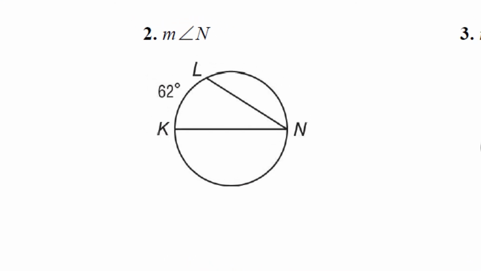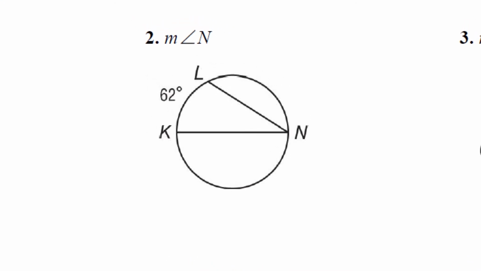Okay, number 2. All right, the arc LK is 62 degrees, and we're looking for angle N. So remember, the angle is half of the arc. So when I know the arc going back to the angle, what am I going to do? Divide by 2, which is going to give me 31 degrees.